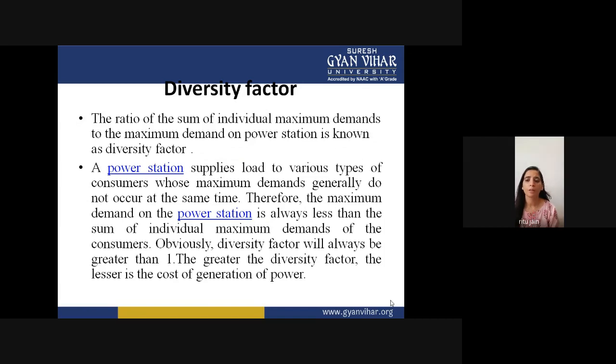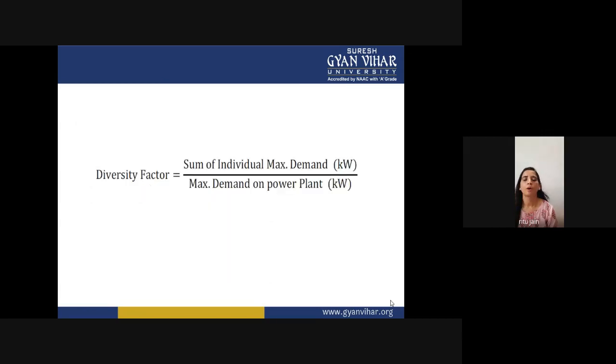The greater the diversity factor, the lesser is the cost of generation of the power plant. So the formula for diversity factor is equal to the sum of individual maximum demands divided by the maximum demand on the power plant, which is in kilowatt.